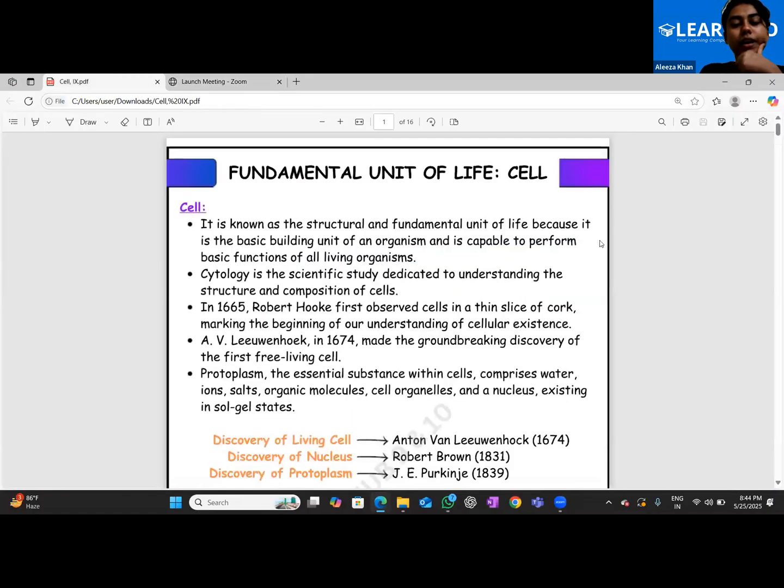Yes, ma'am. What I was asking is why we are calling the cell the fundamental unit of life, or I can say the basic unit of life. Ma'am, because it builds the basic tissues and organ systems. All cells combine to form tissues, and tissues further combine to form organs, and organs form the organ system. Do you know this? Yes, ma'am. Getting it?